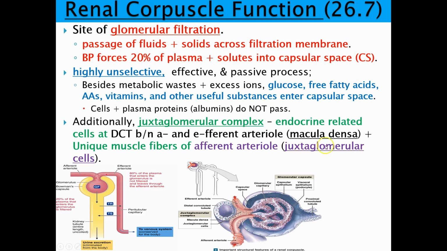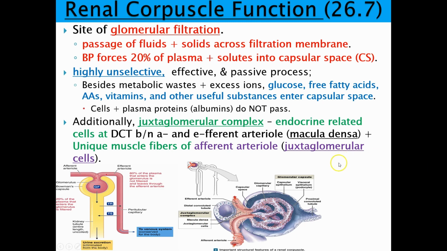Also, you should note there's something called juxtaglomerular cells. And if you look down here, the juxtaglomerular cells are part of the afferent arteriole. So they're an extension of the afferent arteriole, and I often label those up. So make sure you are able to identify the difference between the macula densa and the juxtaglomerular cells. Those are the main cells that I label up on the lab exams.